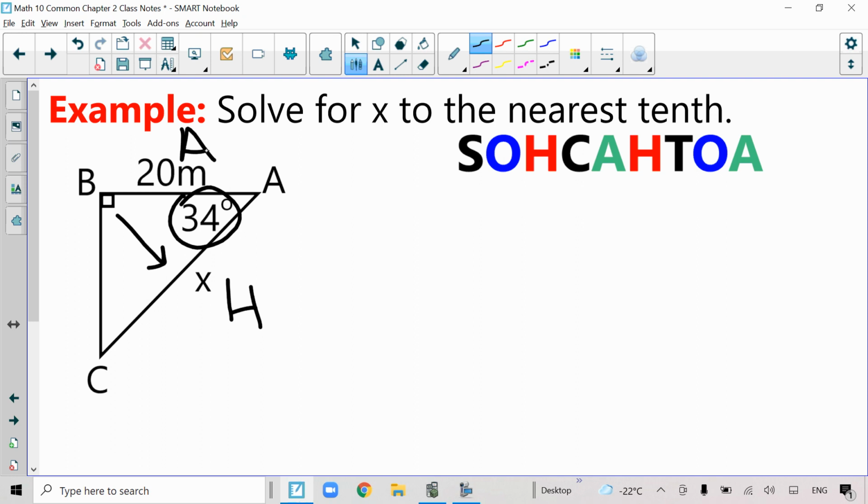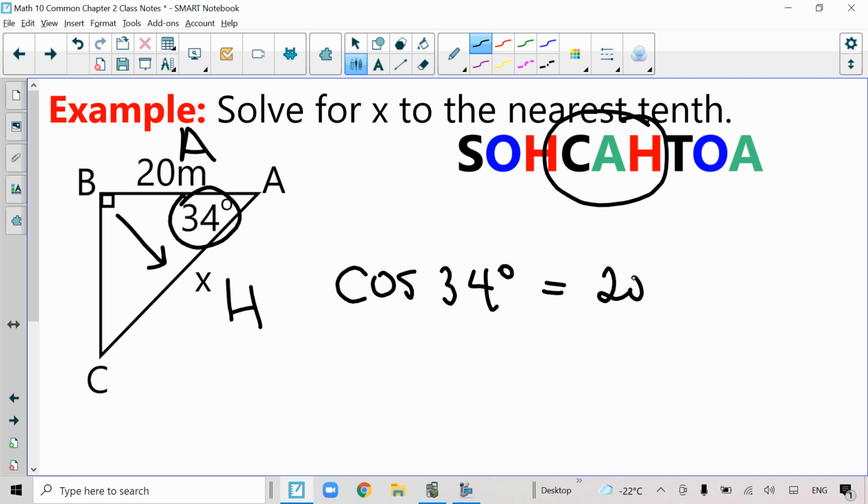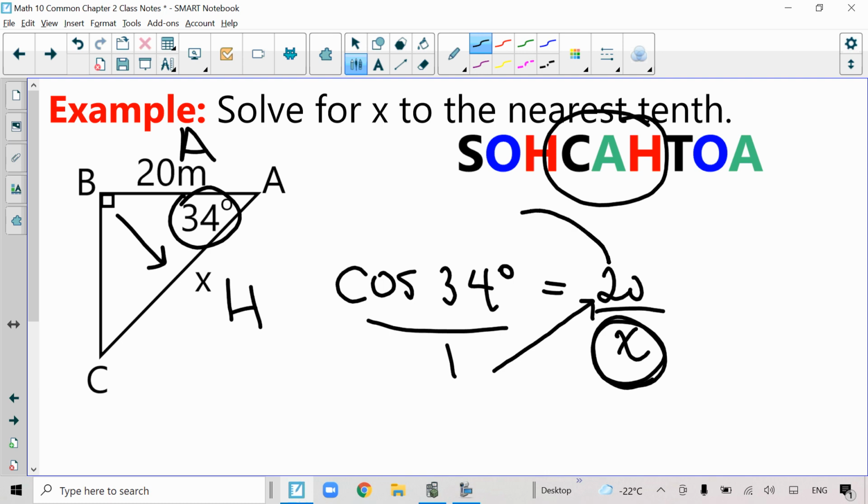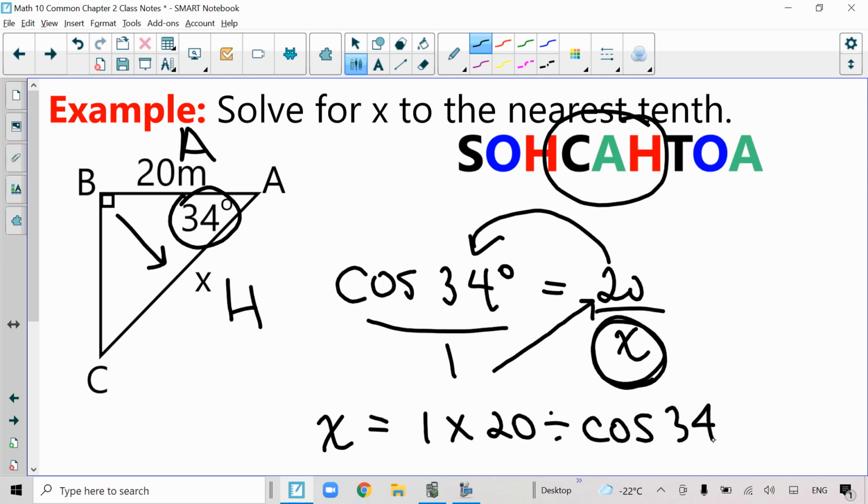So I'm looking for A and H, and I see that is cosine, CAH. So let's write that out. Cosine of 34 degrees is equal to adjacent 20 over hypotenuse x. Put that over 1, circle the variable. You're going to cross multiply in this direction, divide what's left. So that means that x will be 1 times 20 divided by cosine of 34.